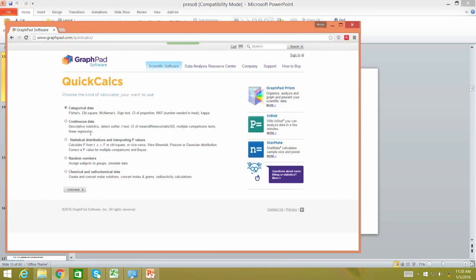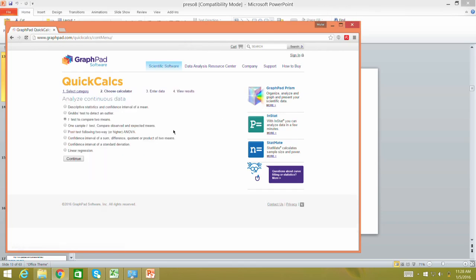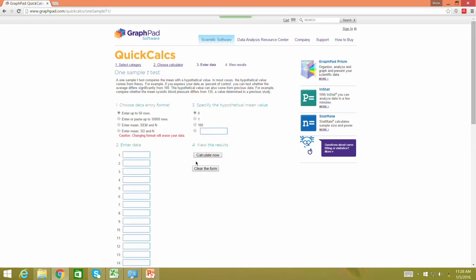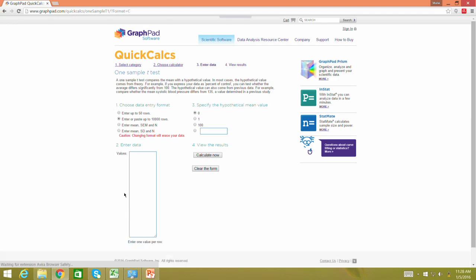So, here we have the continuous data. Here we need to use this particular thing. Here you have the one sample t-test, as you can see here. You can say continue. So, we can even enter data like this, or we can enter by copy paste like this. So, we can enter the data like that also.